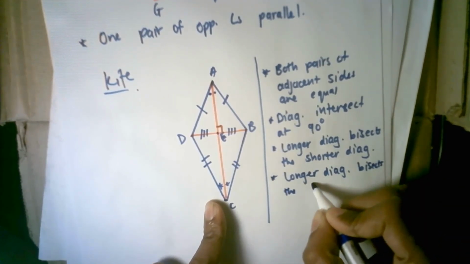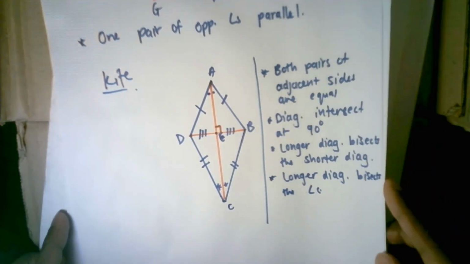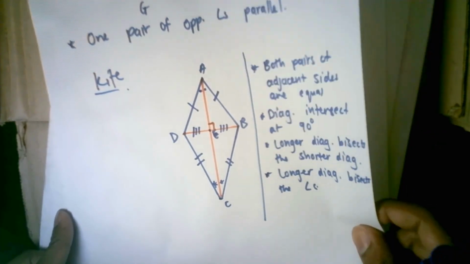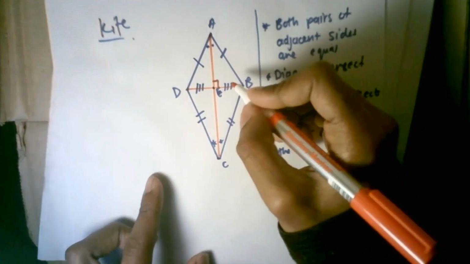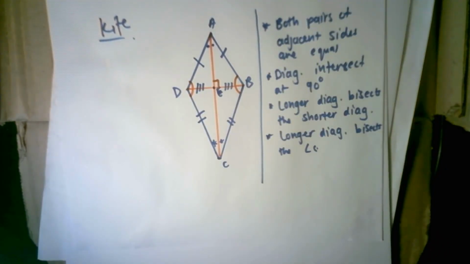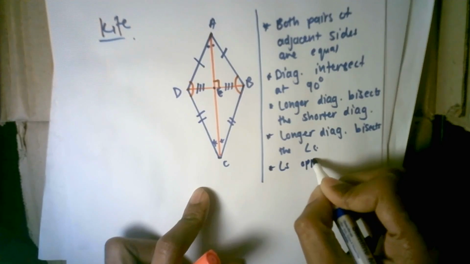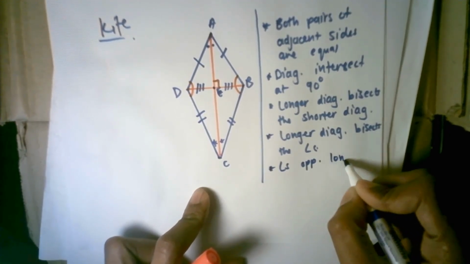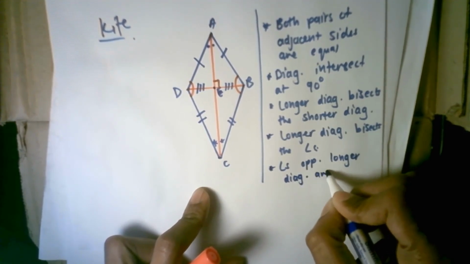the angles, right? And the last property of a kite is that the angles that are opposite the longer diagonals are equal to each other. So angle B is equal to the size of angle D. So angles opposite longer diagonals are equal. So those are the properties of kite.